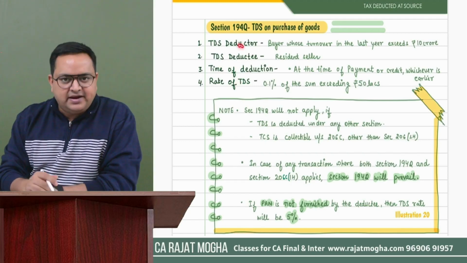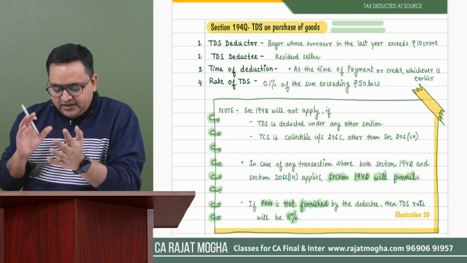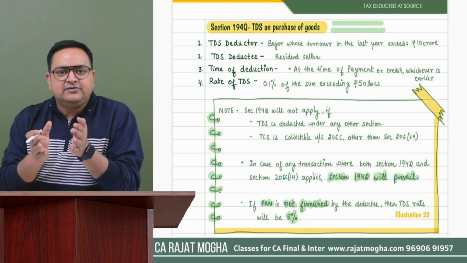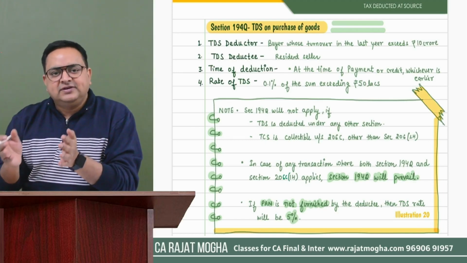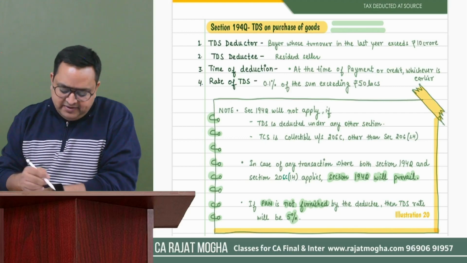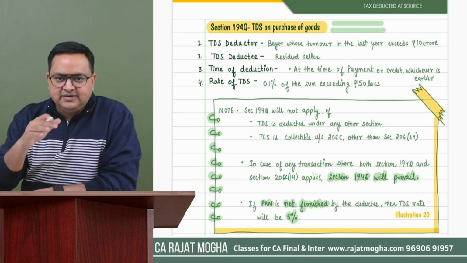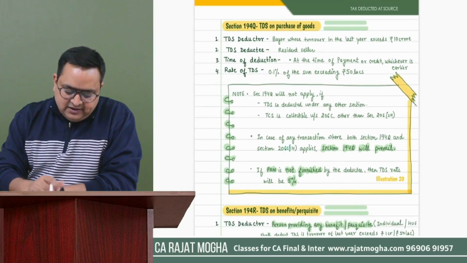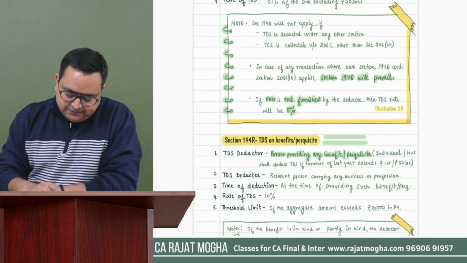Because it has some similarity, then I'll be able to give you the difference also. What is the difference between 194Q and 206C(1H)? Then I'll be discussing that section also. There I'll be discussing both these things simultaneously. So as of now, I'm not discussing 194Q.